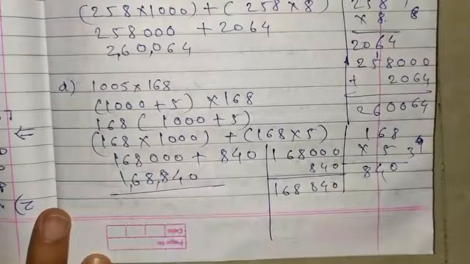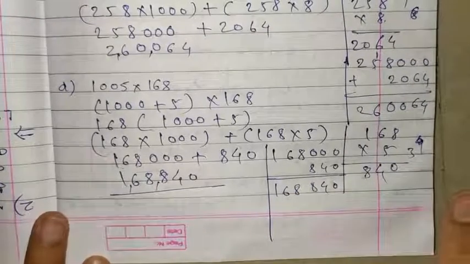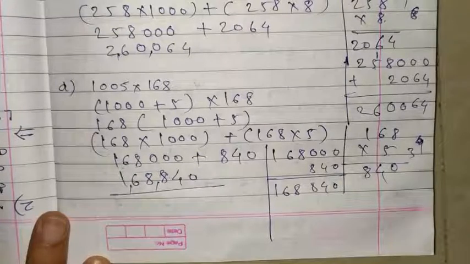So I hope friends you understood this exercise. It was quite easy. If you use the property and you arrange the numbers, then you can do the calculation easily. So I hope you understood this.